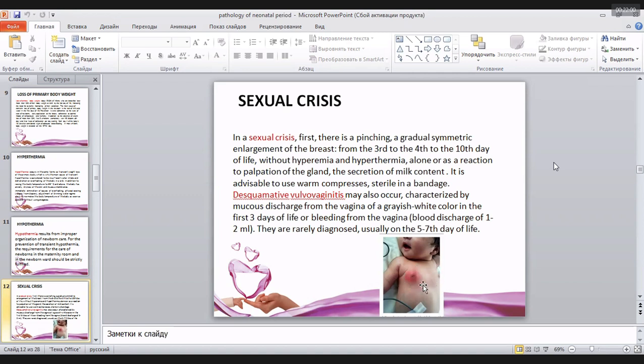Here it is pathology, it is mastitis. In girls there may be desquamative vulvovaginitis, characterized by mucous discharge from the vagina of a grayish-white color in the first 3 days of their life, or sometimes bleeding due to these hormone crises, and mothers are usually afraid of this condition. But it passes without our engagement in this process, usually appears on the 3rd day and disappears spontaneously.